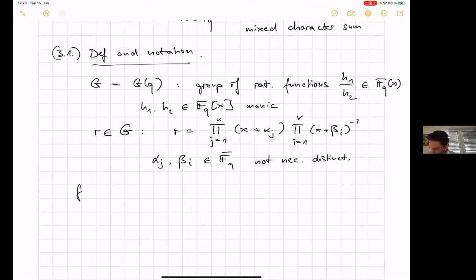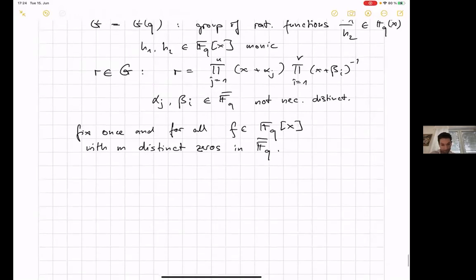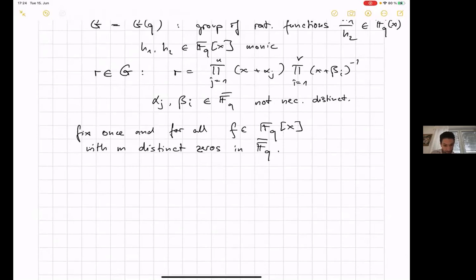Okay, now fix once and for all some polynomial f with m distinct zeros. So the nice thing is that the final bound will not depend on the degree of f, but only on the number of distinct zeros. So if it has multiple zeros, even better.